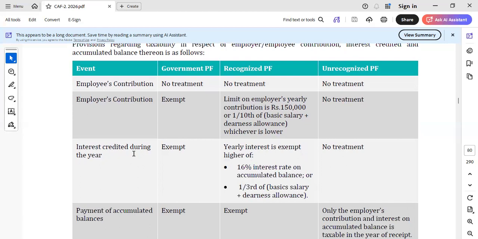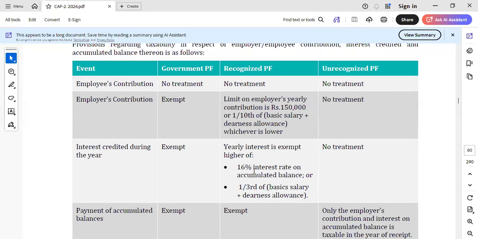Interest credited during the year. Generally, the provident fund of a company is invested somewhere. For example, a company has 600 billion rupees as a fund of provident fund. That fund is generally deposited in some bank account, savings account, mutual fund, or any financial institution. So on that investment of provident fund, the company earns some interest, markup, or profit. Tax is levied on that too, because it is income. But in the government provident fund case it is exempt.